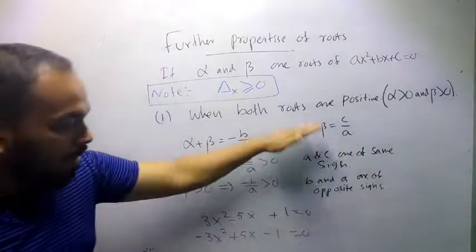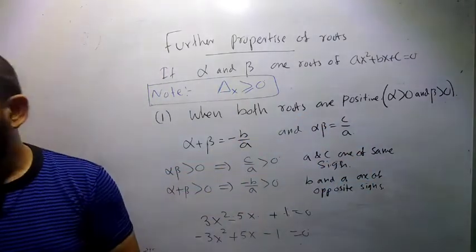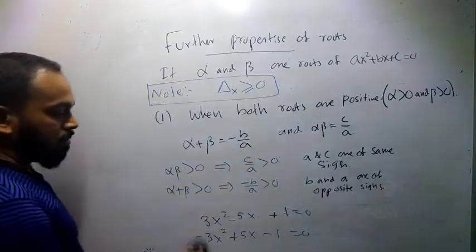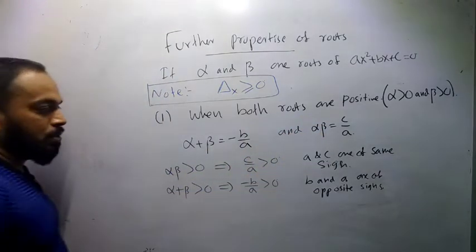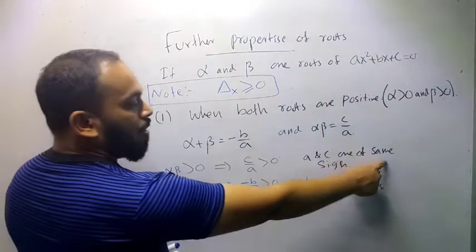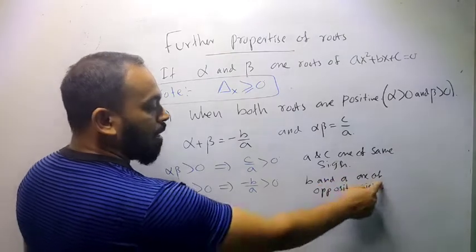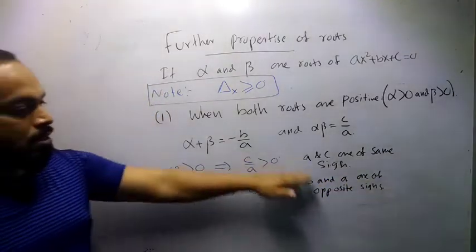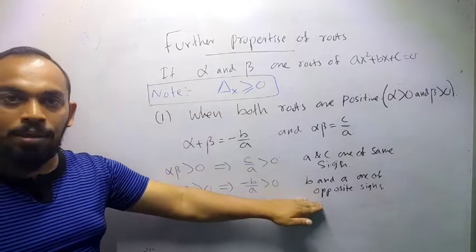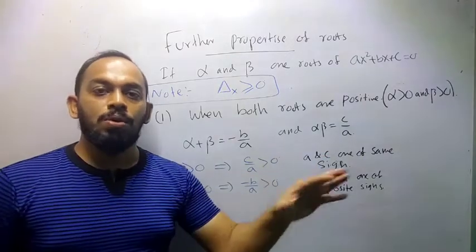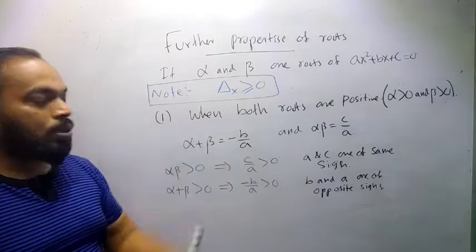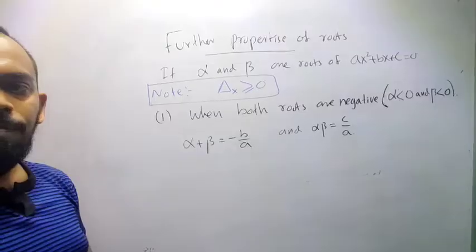After that we will look into these set of conditions. This is when both roots are positive. So A and C are of the same sign, B and A are of opposite sign. If this criteria is met, then you can definitely say both roots would be positive. So let's look into the next case.